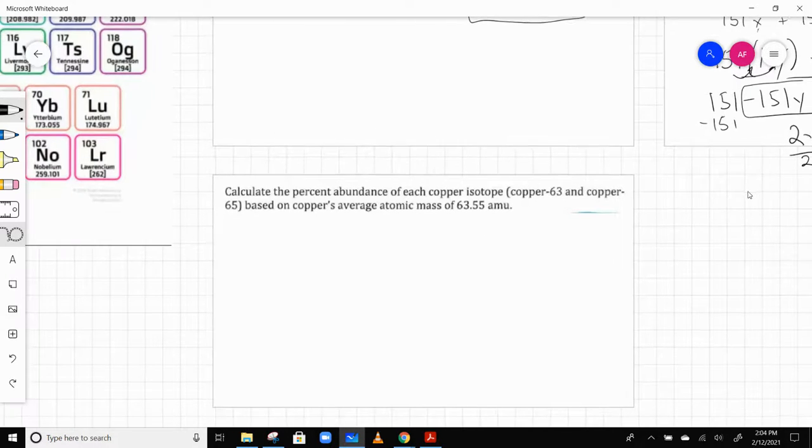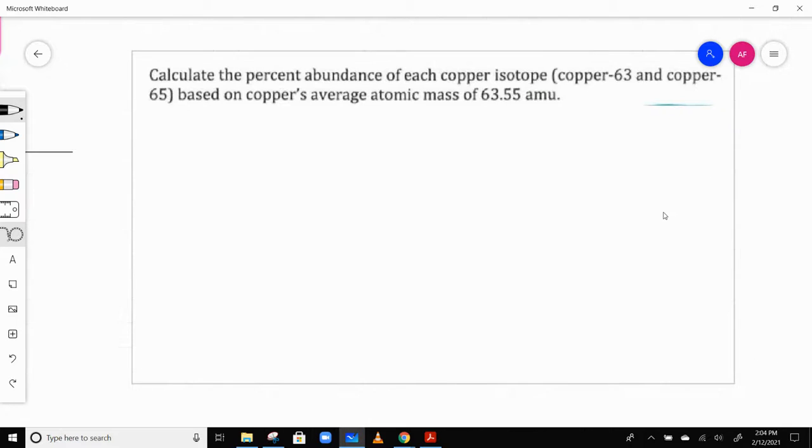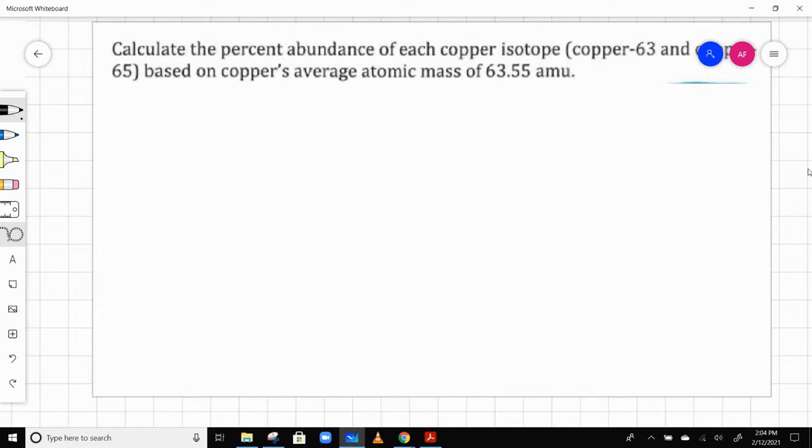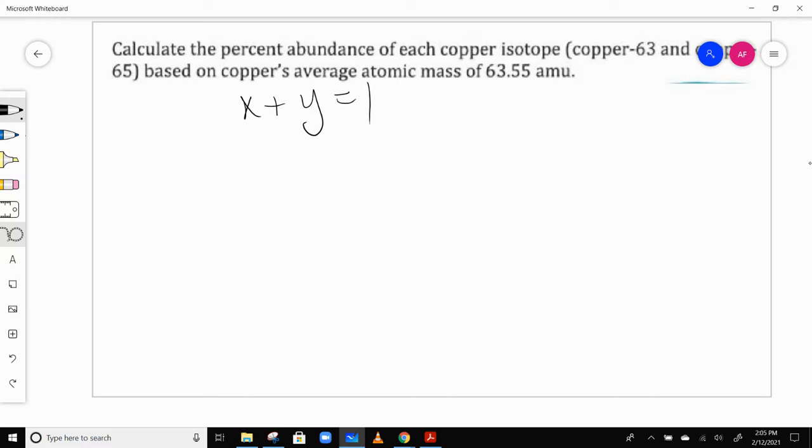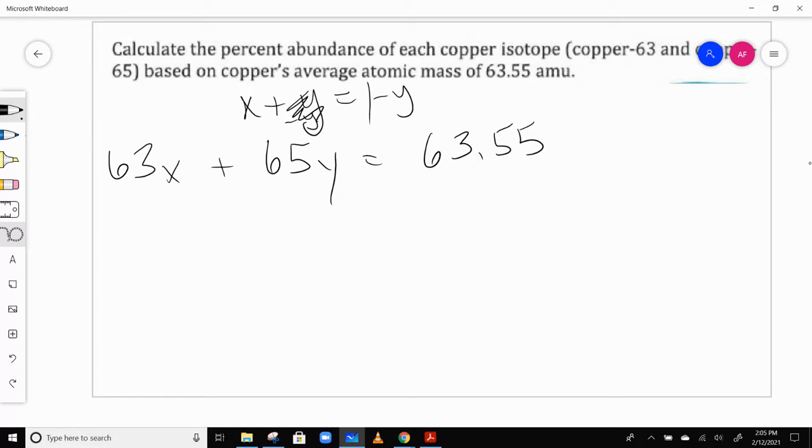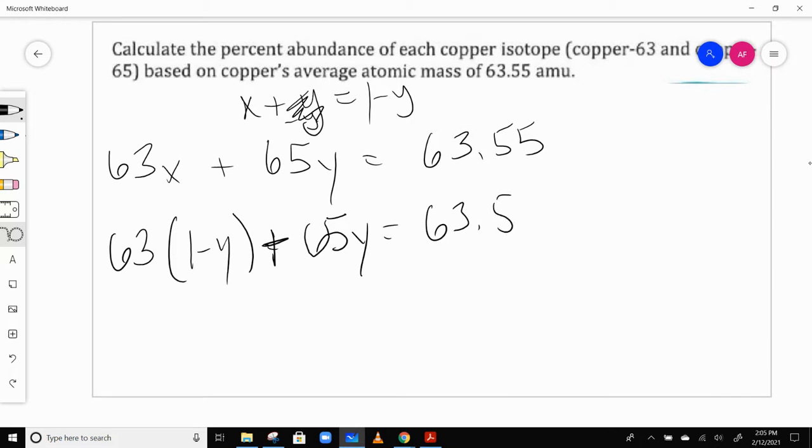Okay, so if you want to take a minute and try and do this one, you can. You could stop the video and try it and then restart the video, and I'm going to go over the answer. Okay, so I'm going to go over the answer right now. So again, we have X plus Y equals 1. They have to add up to 1. We have 63 times X plus 65 times Y equals 63.55. Okay, do our substitution thing again. So solve for X. X equals 1 minus Y, so plug that in. 63 times 1 minus Y, oh, sorry, not equals, but plus 65Y equals 63.55.